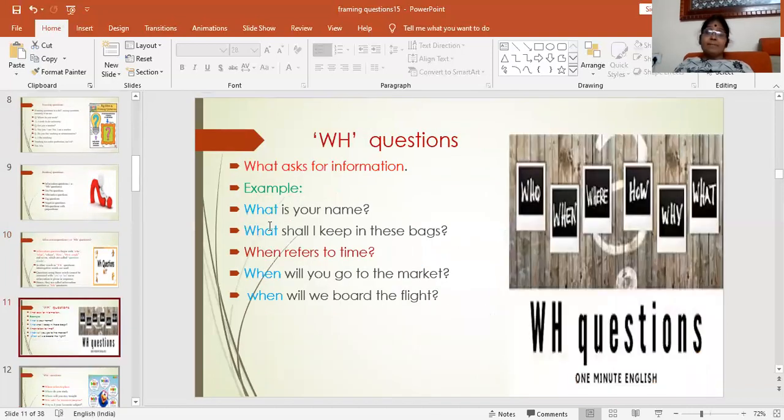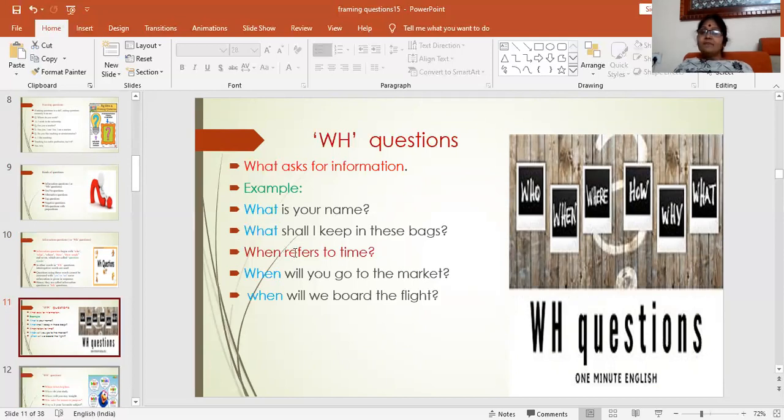Now let us understand this with some examples. What is one information question. We use what for asking information. For example, what is your name? I cannot answer yes or no. I have to give a full answer. My name is Suchitra Singh, right? What shall I keep in these bags? So I have to give an answer, like you can keep books in this bag or you can keep vegetables in this bag. So I have to give a complete answer for that. So what asks for information.